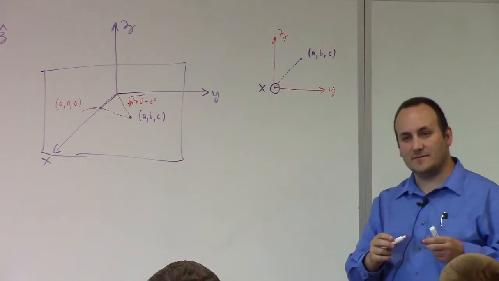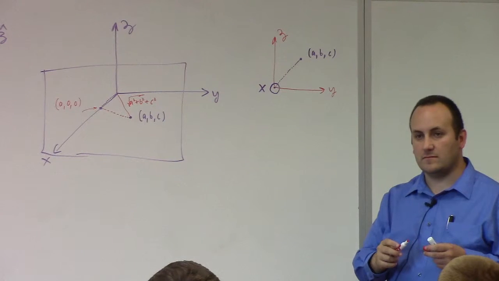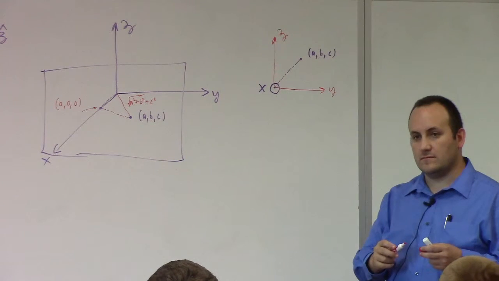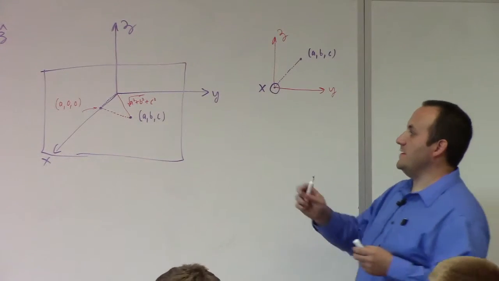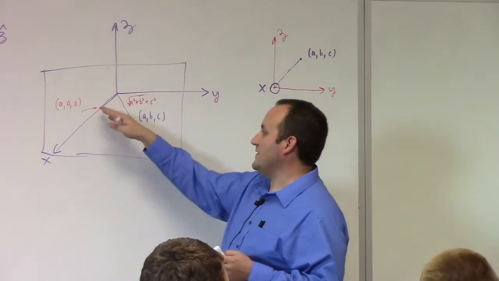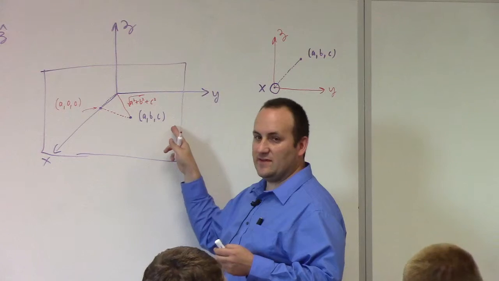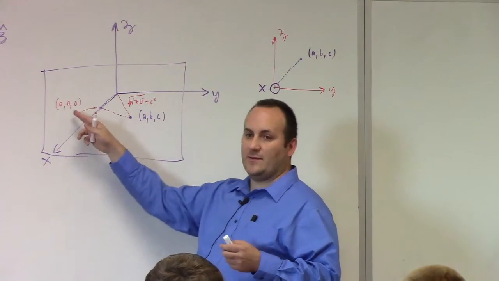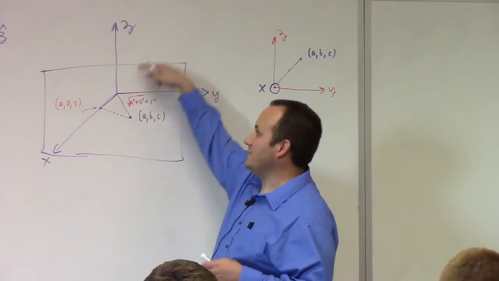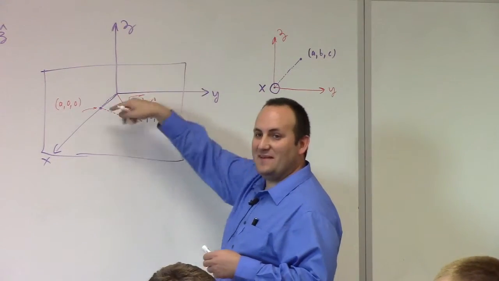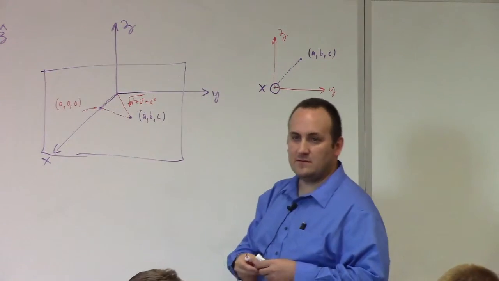Yeah. Can a be anything? No. We're saying what point on the x-axis is closest to the point (a, b, c)? It's the point (a, 0, 0). If a is negative, it's going to be where I have a hard time drawing. If a is positive, it's kind of what it looks like.